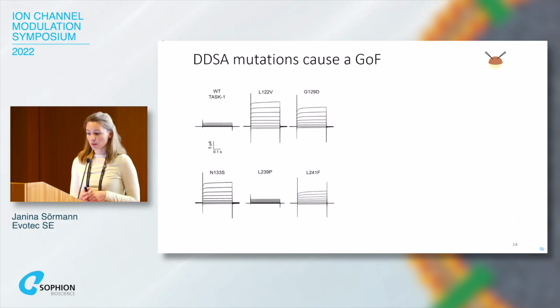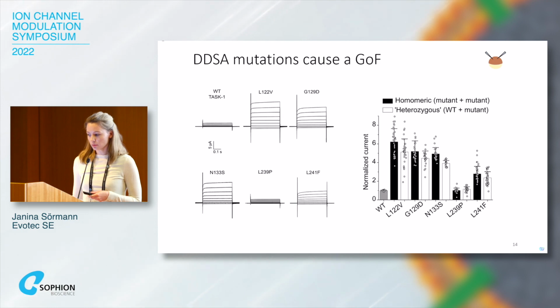And here you can see the TEVC recordings, the whole-cell currents. You see that all of these mutations have increased whole-cell currents compared to the wild type, with the only exception being the L239P mutation. Since our patients are all heterozygous, we also tested the co-expression with the wild type. In black, you see the homomeric mutant channels, in white, the heterozygous channels, and they're both considerably bigger than the wild type current. The only exception, again, is the L239P mutation.